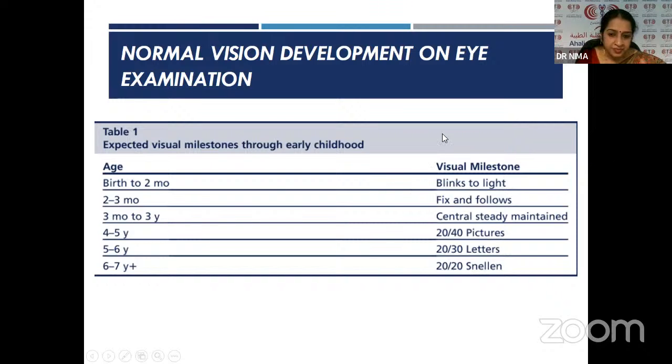But if we detect any abnormality, we will do the testing by putting drops, and we can have the correct assessment of the vision. But a rough assessment can be taken with this. And at 5 to 6 years, the child can read the letter chart, and around 6 to 7 years, the normal Snellen chart. That is like we test in adults, they will read normally.